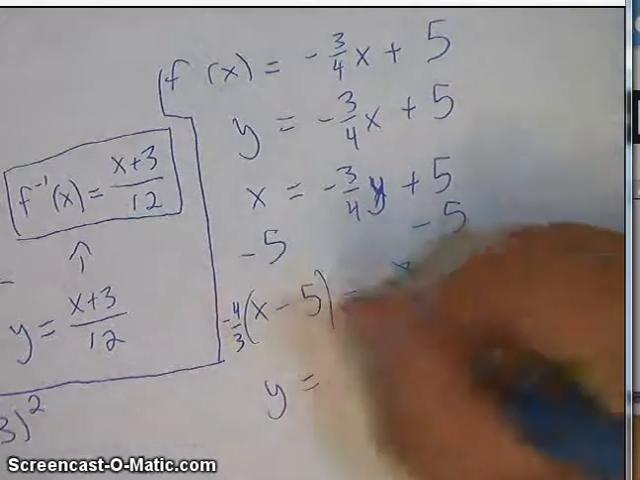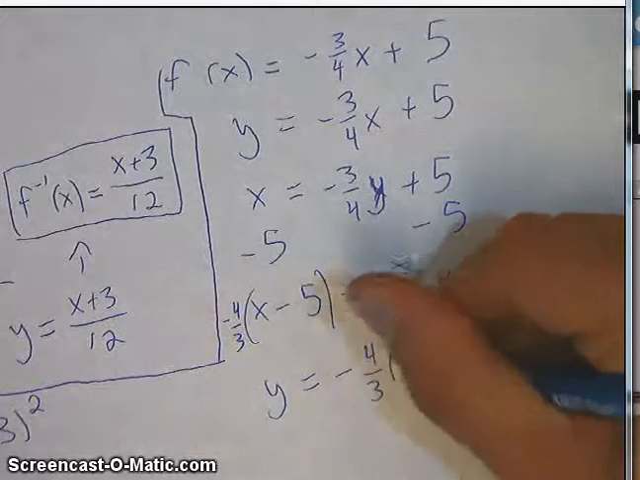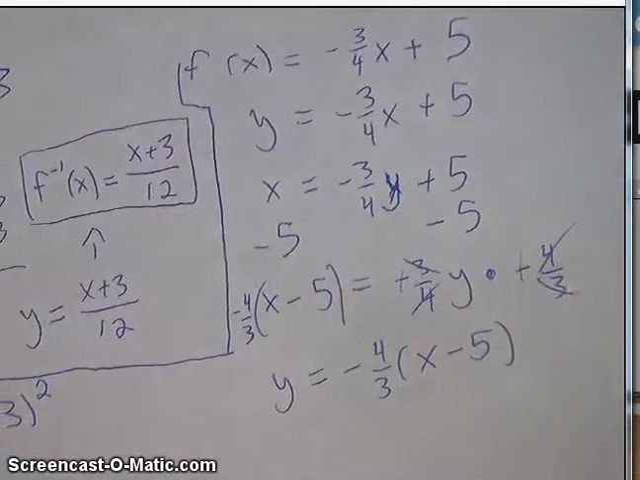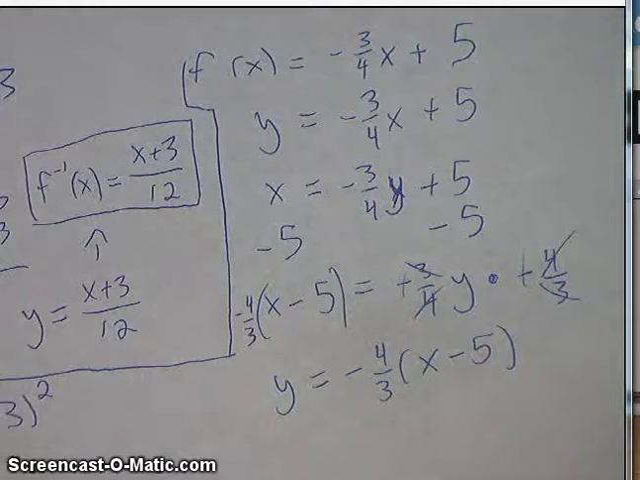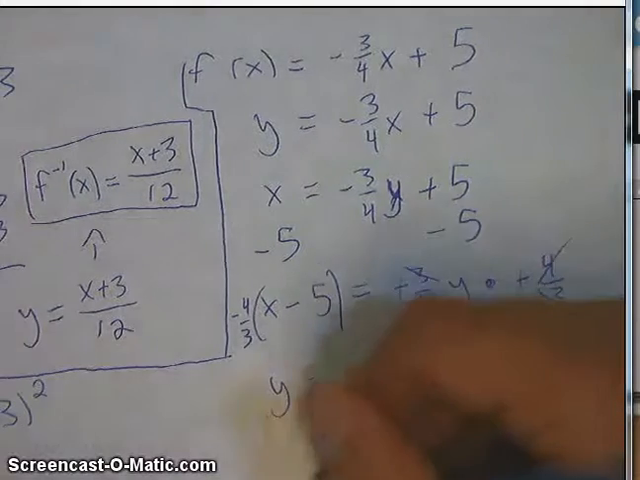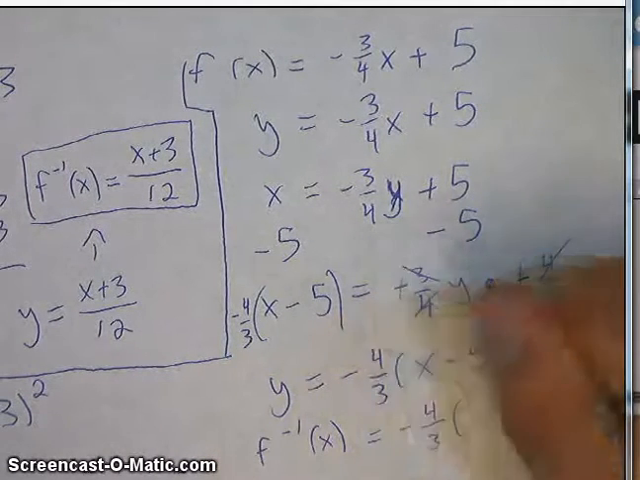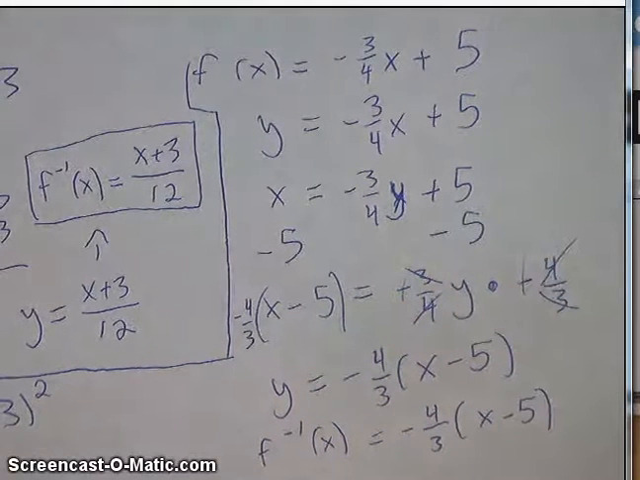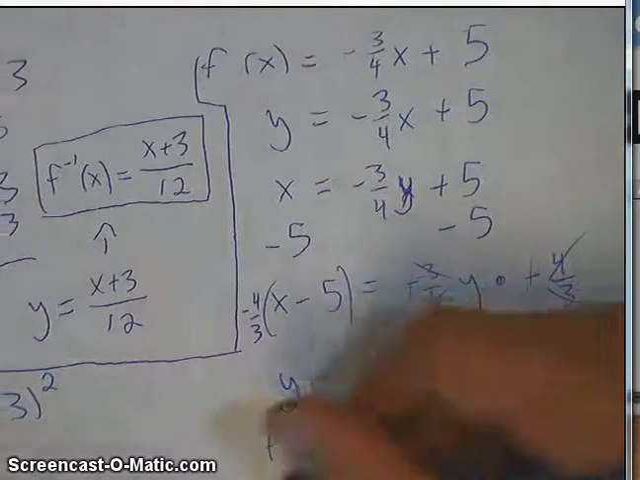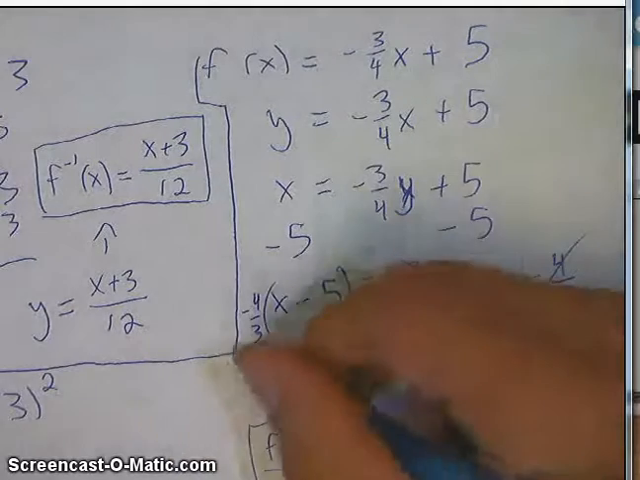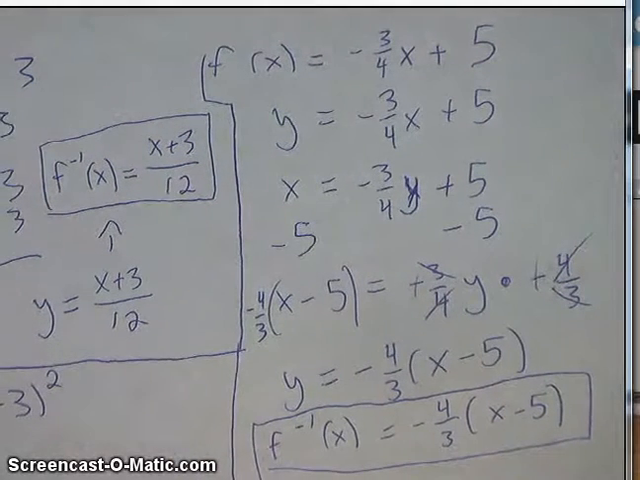So I've got y equals negative 4/3 parentheses x minus 5. Now you can keep it in this form. You don't have to distribute that negative 4/3 if you don't want to. You can leave it just like this, and that's fine. But there's one last step. You need to put it back into function notation. So f inverse of x equals negative 4 over 3 parentheses x minus 5. If you distribute that negative 4/3, that's okay. You don't have to do that, but you can, and you'll have the right answer as well. Okay, so put a big circle around it because that's our inverse. I want to show you one more, and then we'll talk about compositions of functions.